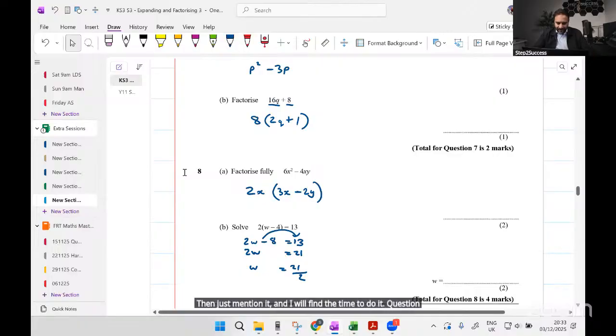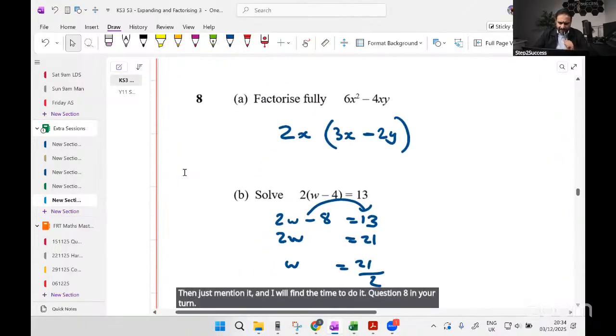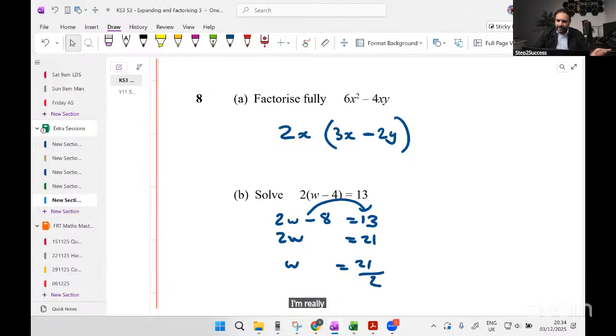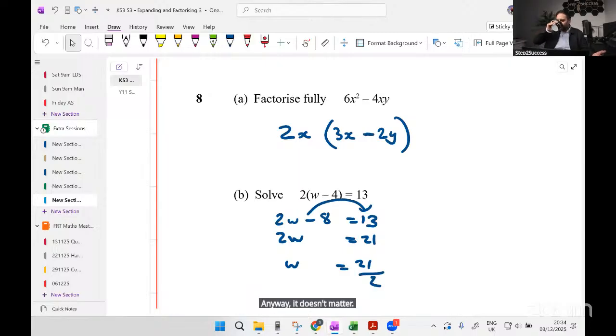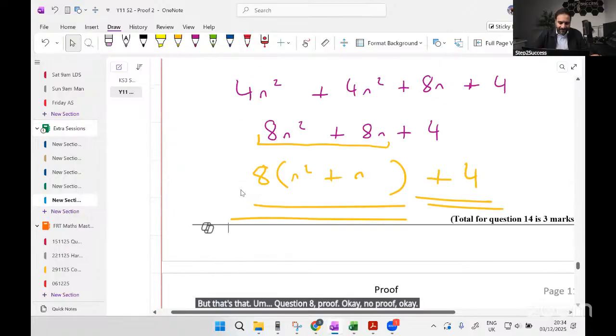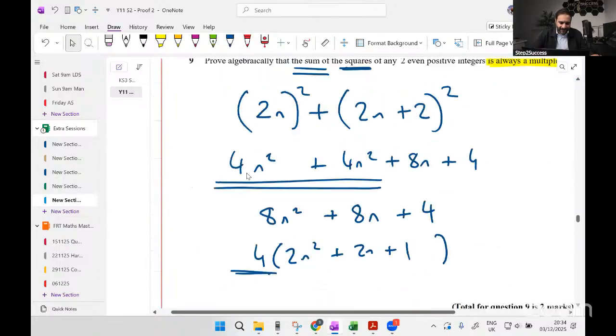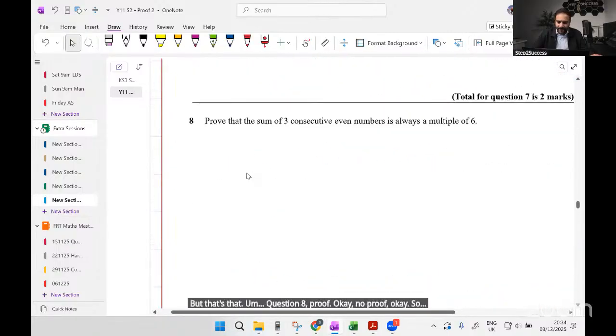Question 8, year 10. Is that the same year 10? Is that where we are? I'm really confused about who that is, because you're asking me year 10 and year 11 questions. Anyway, it doesn't matter. But that's that. Question 8, proof. Okay. No, proof. Okay. So, I'm not doing that. I decline to do that.